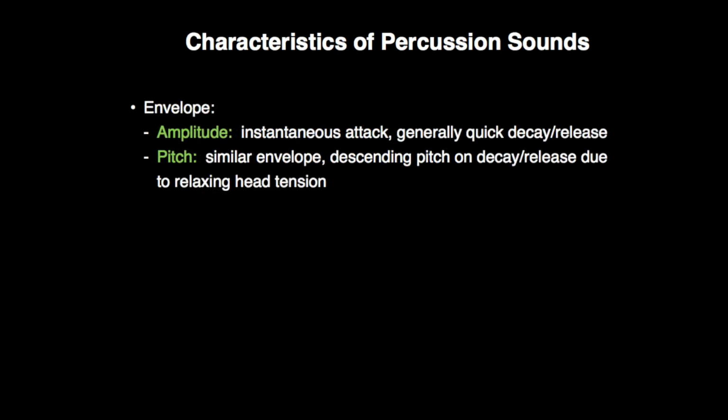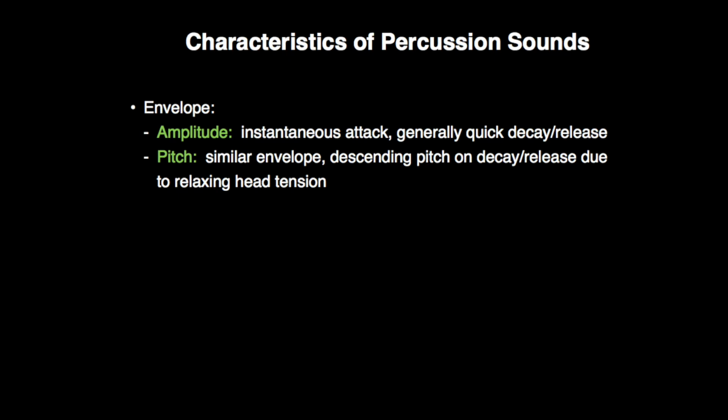Another thing that differentiates percussion sounds is the envelope. There are two envelopes that are really consequential with percussion sounds. One is the amplitude and one is the pitch. With amplitude, we know that we're going to have an instantaneous attack. Whenever you strike a drum, the sound is going to happen immediately. We're not going to fade in. There's not going to be a slow attack. It's going to be instantaneous. And then there's going to be a generally pretty quick decay and release. You strike the sound, it's loudest at the beginning, and then it fades out, and it fades out pretty quickly generally.